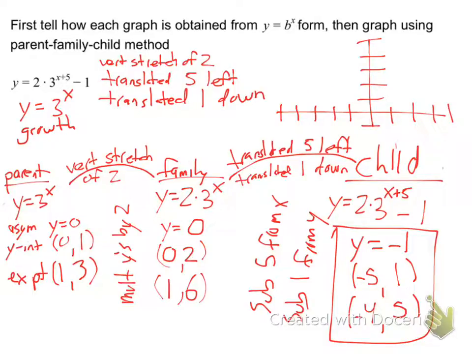My y asymptote, or my horizontal asymptote, is at negative 1. I'm going to change colors so we can see it. I think everybody should agree. There it is, yes? And then I just got to plot my points. My first point is at negative 5, 1. 1, 2, 3, 4, 5, 1. And the other point is at negative 4, 5. Way up there.